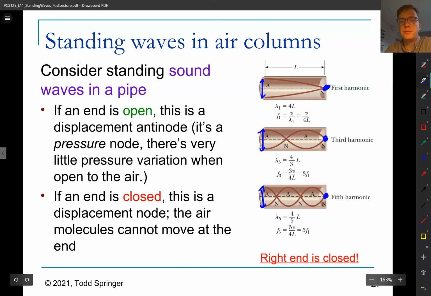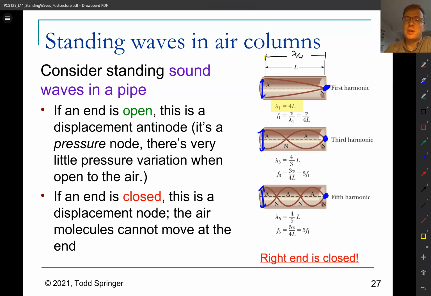So you have different situations here. If I have the left end being an antinode and the right end being a node, the lowest frequency which would allow for that is the wavelength being 4 times the length. Remember that the distance between the node and the antinode is 1/4 of the wavelength. So this has to be lambda over 4, distance between a node and an antinode. So L is equal to lambda over 4 for this first harmonic if one of the ends is open and one of the ends is closed.